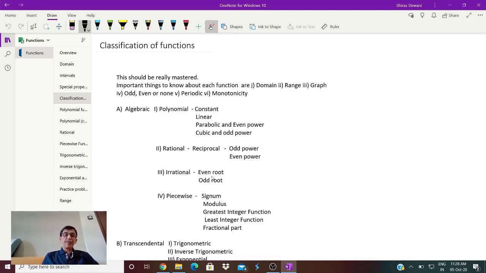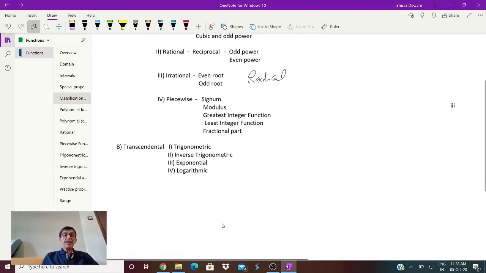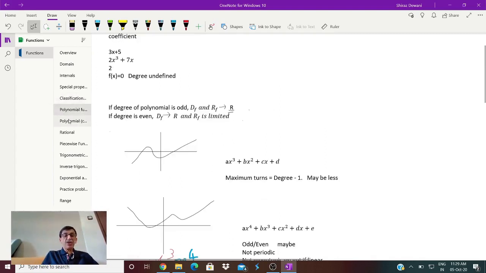Then irrational function. This is the under root function, so it could be even root or an odd root. These are also known as radical functions. And we have piecewise functions. This is a signum function, the modulus function, the greatest integer function, the least integer function, and the fractional part. Then we talk of transcendental functions. These are the trigonometric functions, the inverse trigonometric functions, the exponential functions, and the logarithmic functions.